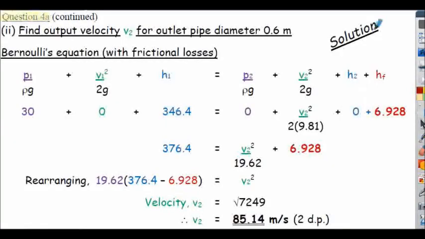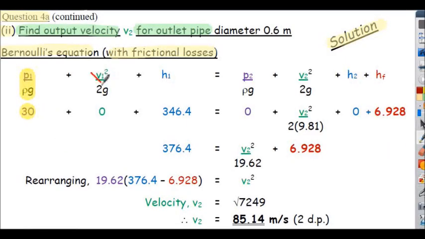Question 4a, solution continued. Here's part 2. Here we have to calculate the output velocity, V2, for the outlet pipe. So here's Bernoulli's equation, including frictional losses. So on the left-hand side here, the term P1 upon rho g, that's equivalent to a head of 30 meters.